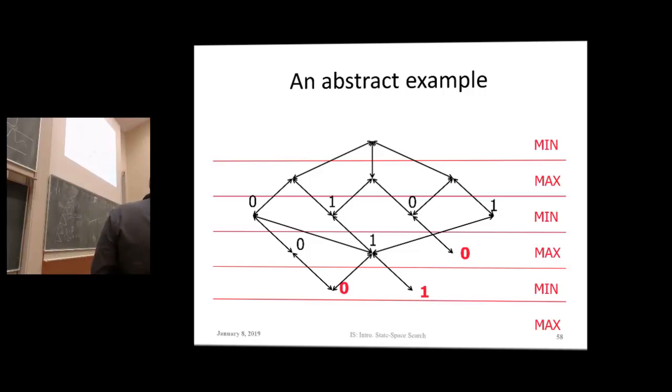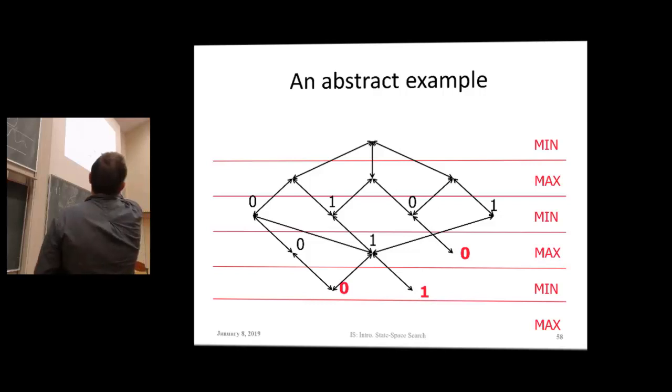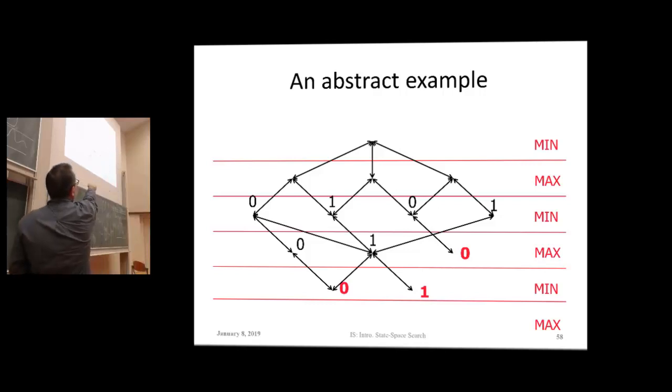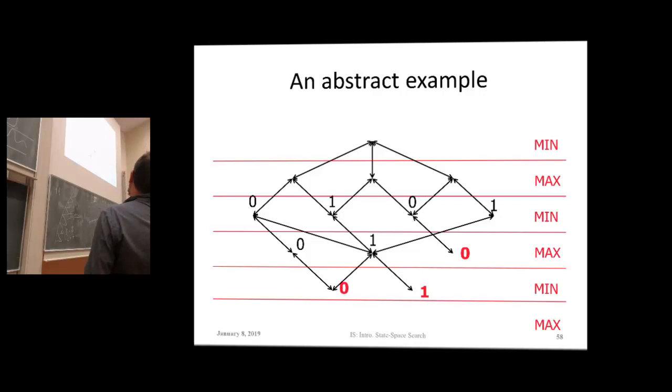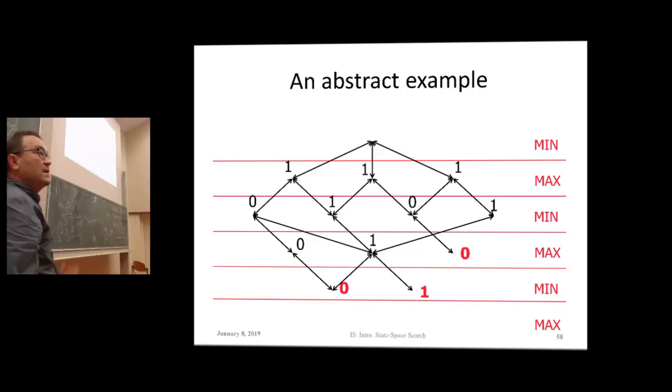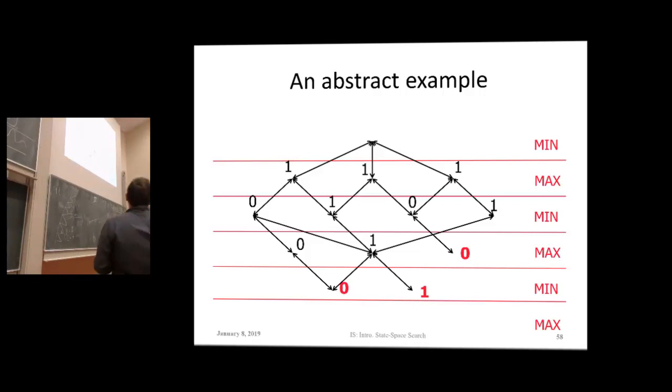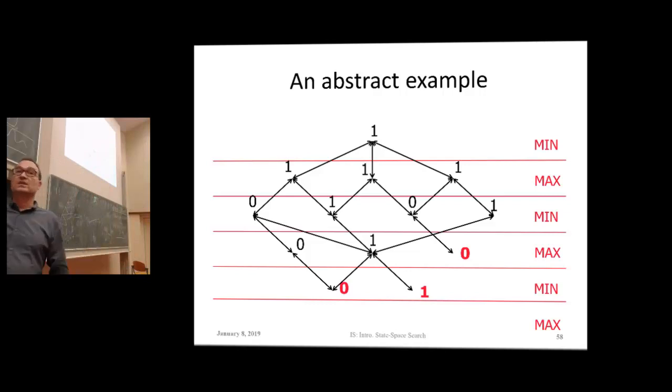Max can now choose between those values. Here, she can choose between the 0 and the 1, and of course, she will choose the 1. In this case, she will choose the 1, and in this case, she will also choose the 1. So on this next level, she always has the winning strategy for getting to this situation. Basically, the overall min-max value of this game is 1, which means that there is a winning strategy for Max. And what is this strategy?